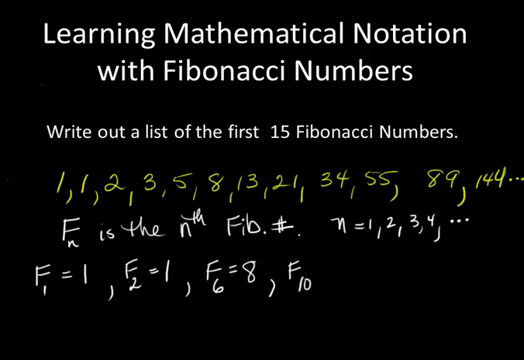Well, how about f10? The 10th Fibonacci number, let's see, there's 3, 4, 5, 6, 7, 8, 9, 10, is 55. Here is the equal sign. The 10th Fibonacci number is 55. That's how you read that. It's very important for you to read symbolic notation in sentences in your mind. These are just shorthand notation for full sentences in your mind.